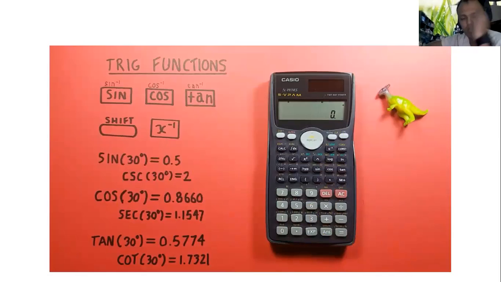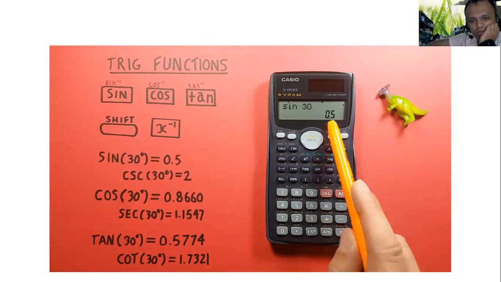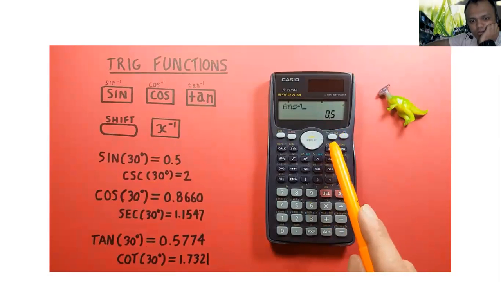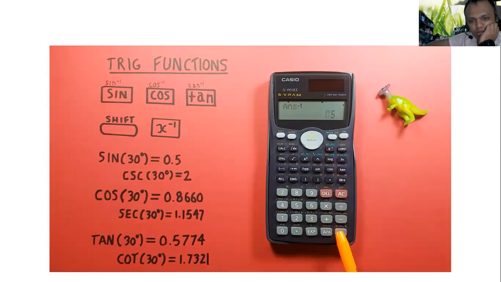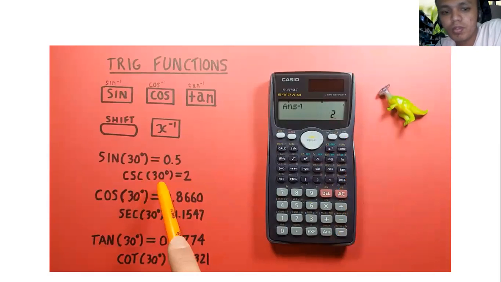But what if we wanted to find functions like cosecant, secant, and cotangent? Well, to do this, what we actually have to do is inverse the result of its corresponding function. So, if we wanted to say find the cosecant of 30 degrees, first we have to find the sine of 30, sine 30, press equals, and we're back to our 0.5, and then we want to inverse this with this x to the power -1 or x inverse key, and press equals, and we see we get 2. The cosecant of 30 degrees is equal to 2.